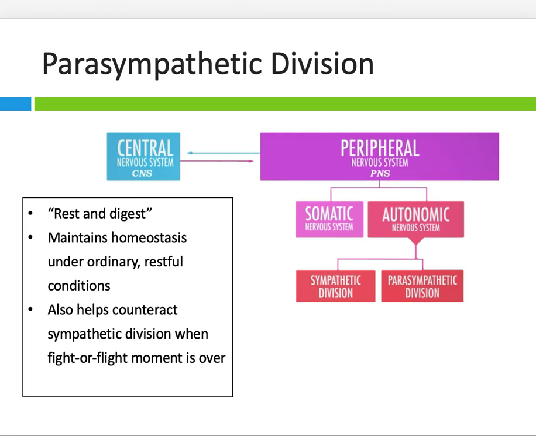So these are the divisions of the nervous system. You have your central nervous system and the peripheral nervous system. Within the peripheral nervous system, you have the somatic and autonomic nervous systems. And then within the autonomic nervous system, you have the sympathetic and parasympathetic divisions, each of them responsible for a different function of the nervous system.